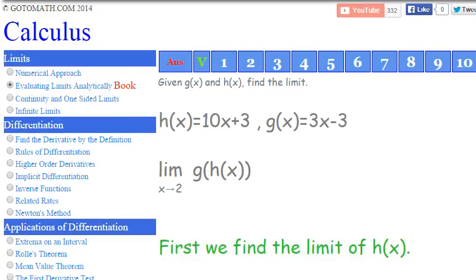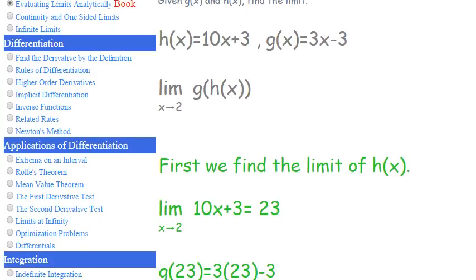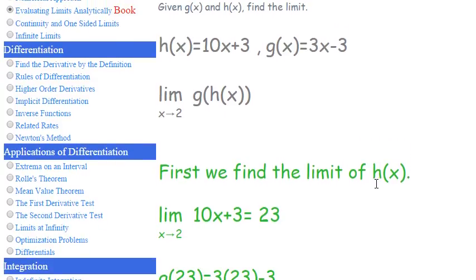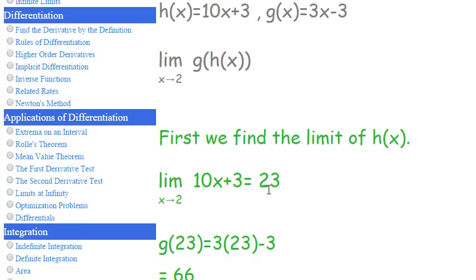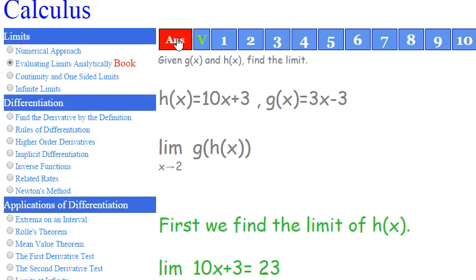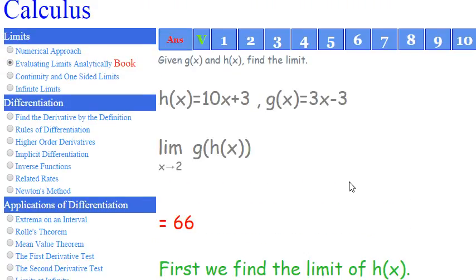I'm going to come over here where I've already done this. First we find the limit of h of x, and we did that by direct substitution, just plugging 2 directly in. And then once we got that number, we just plug it directly into g of x and get our answer, which is 66. So that's all you have to do.